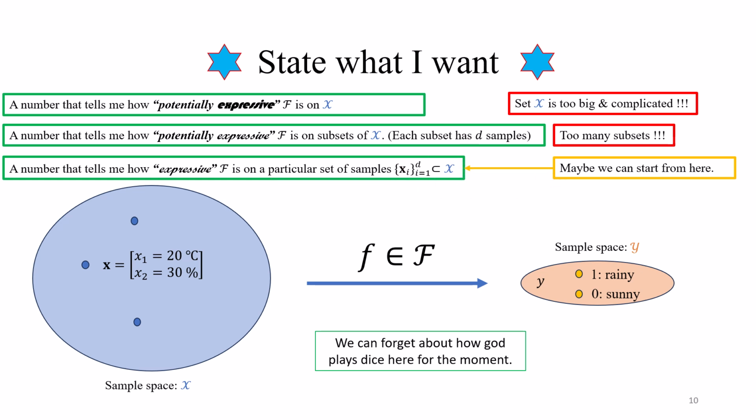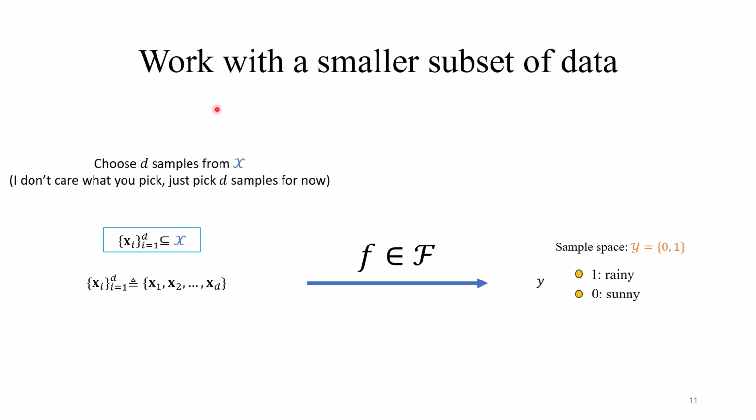We'll start from here. So let's first work with a smaller subset of the data. So let's just choose d samples from X. I don't care what you pick. Let's just first pick d samples for now. So here are the d samples, and these are the y's, and this is the function set calligraphic F.